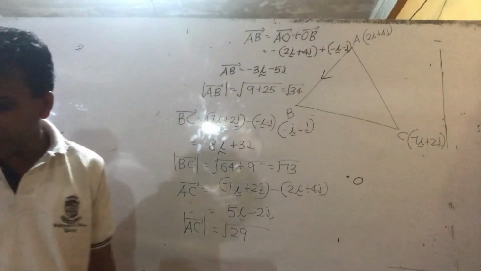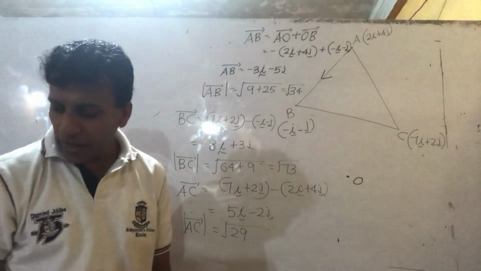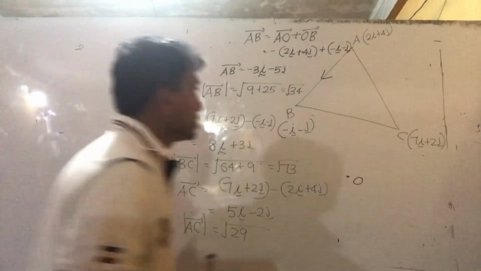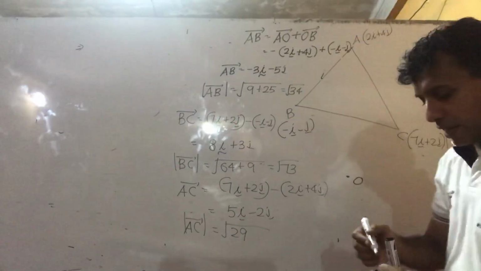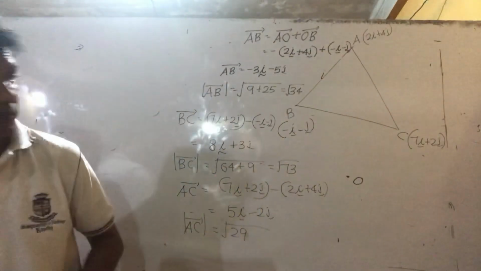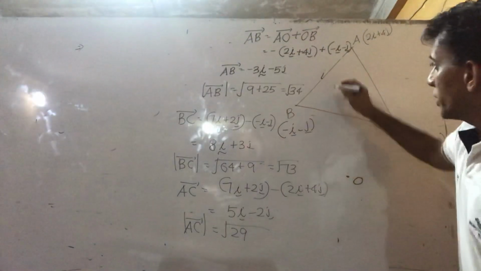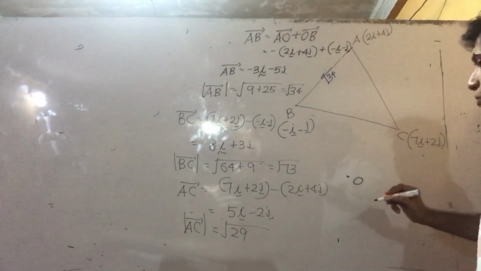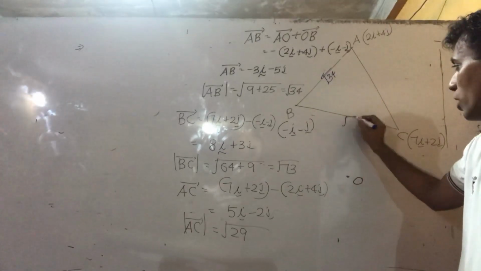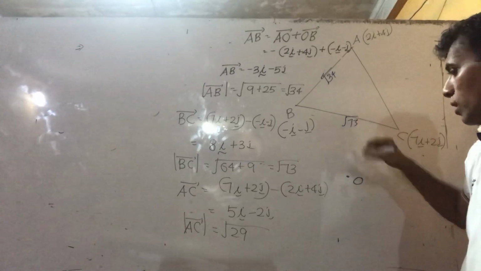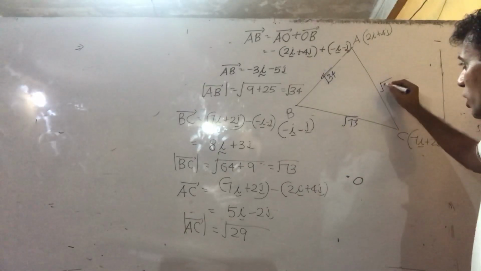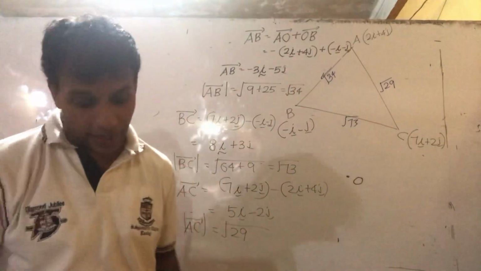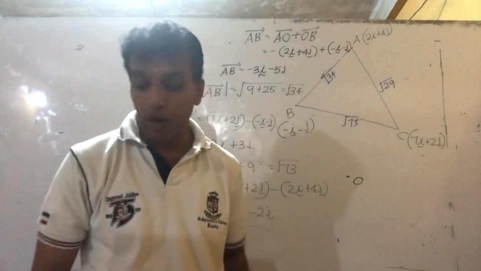So now the problem is to find cos A, cos B, cos C. So now you know these lengths. What is the length of AB? Length of AB equals square root 34. Length of BC equals square root 73. Length of AC equals square root 29. Now they ask to find each angle's cos, later convert to the sine part, right?